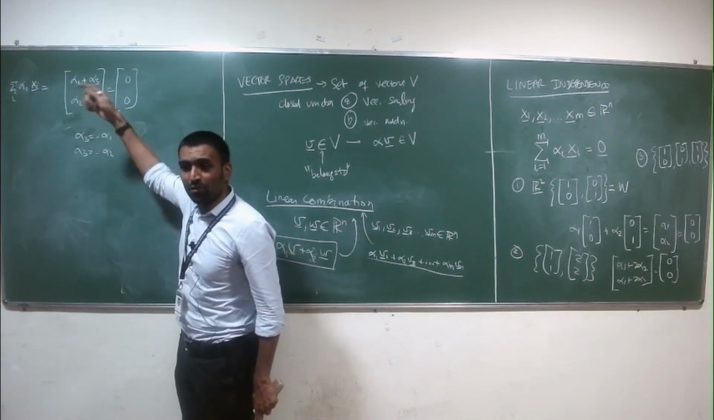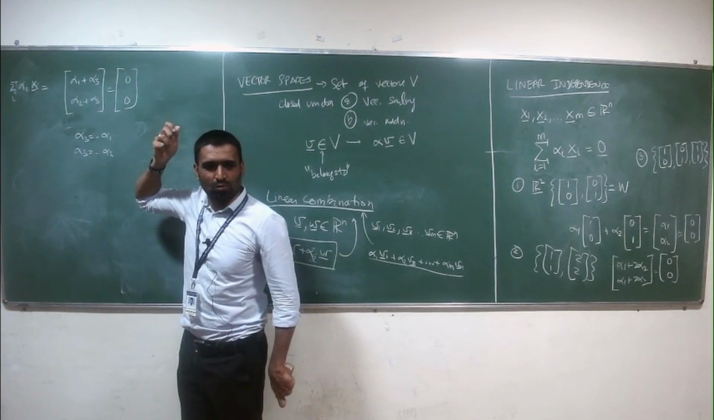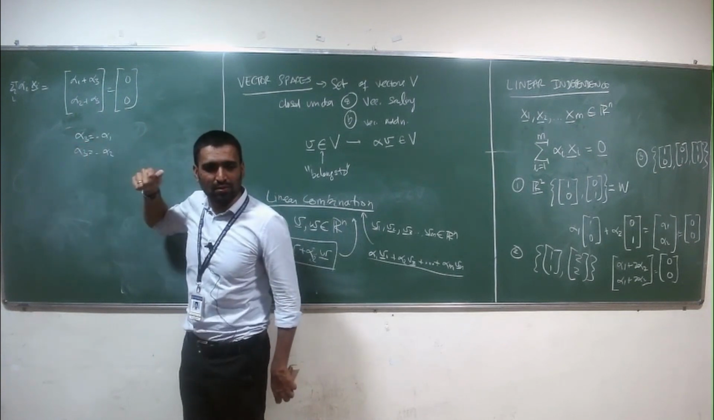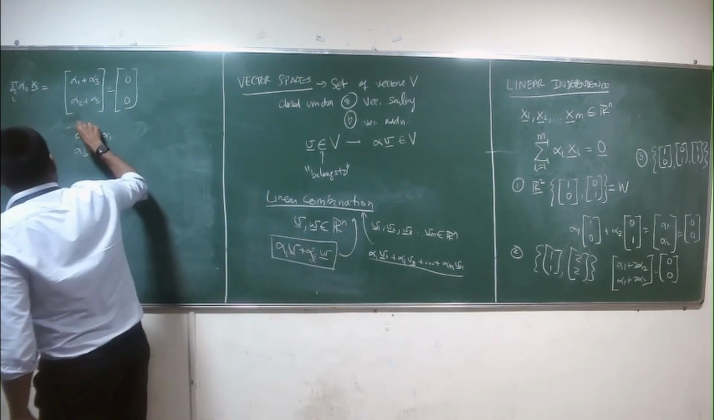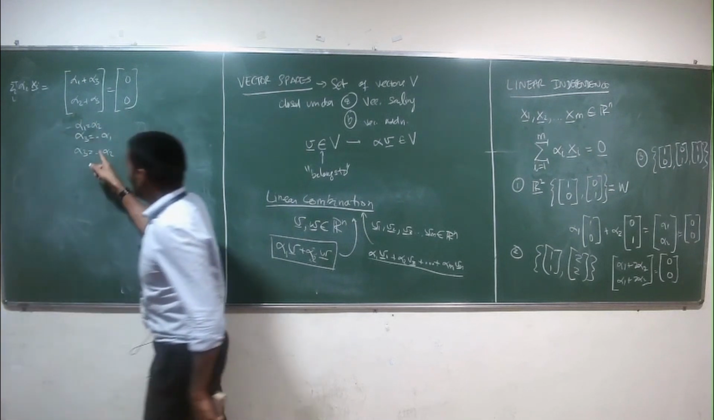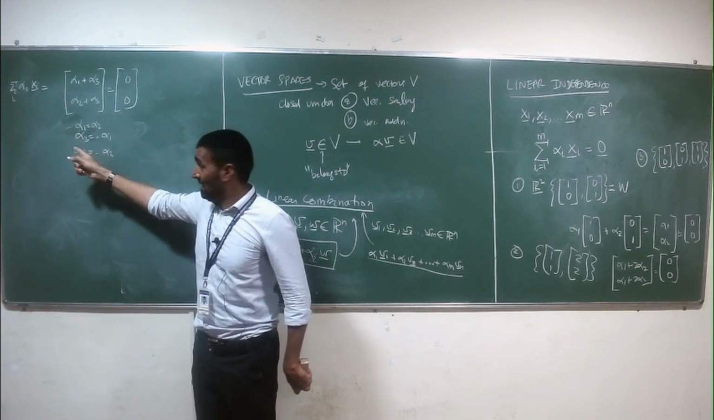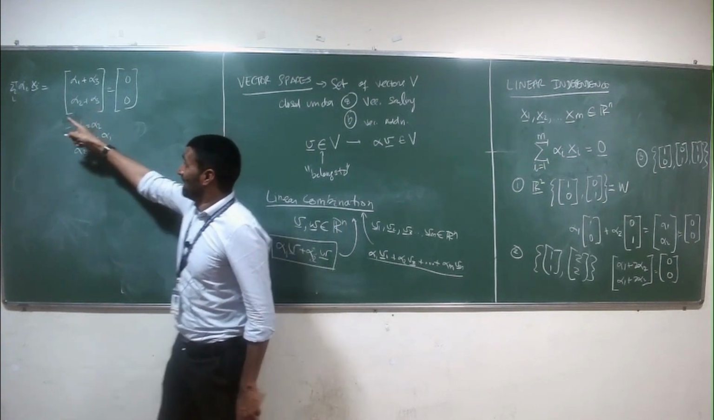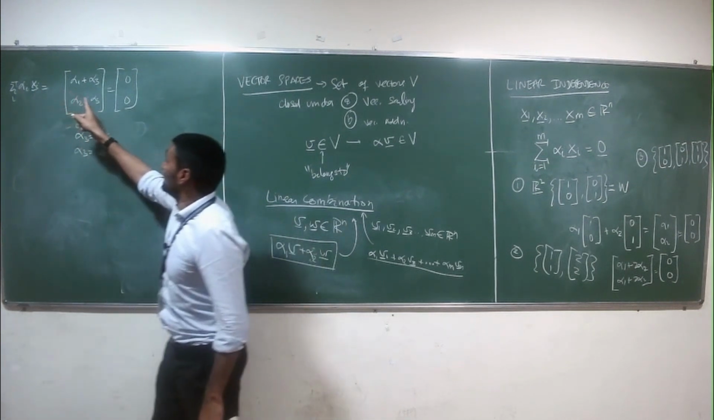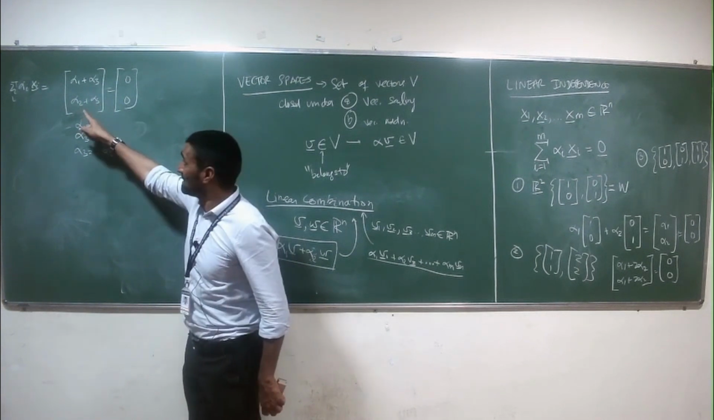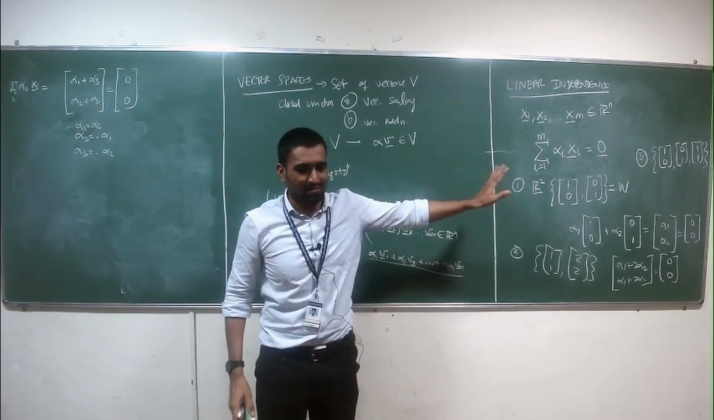But we are free to choose alpha 1 and alpha 2 though. What if I choose alpha 1 equals alpha 2? Then both are satisfied. That means there is a combination that I can find such that the linear combination gives me 0. That means that set is linearly dependent. Okay, all right.